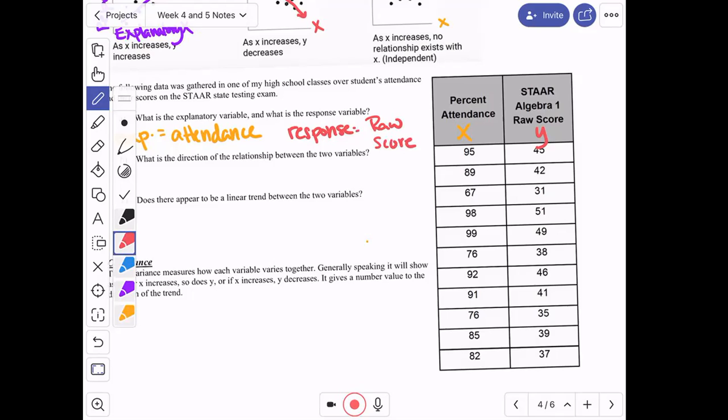The next part says, what is the relationship between the two variables? How do I figure out what the relationship is? Can anybody tell me how to do that? Can I just look at the numbers and tell you what they are? Possibly, we can do that. Did you plot them on a graph? It's not going to be easy. We're going to plot these on a graph.